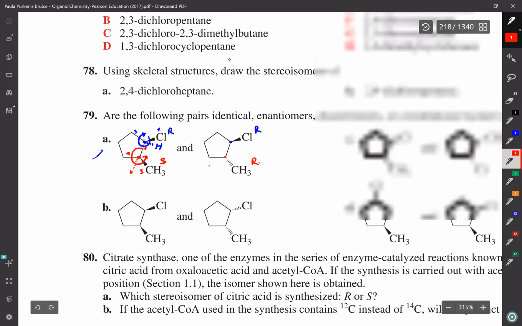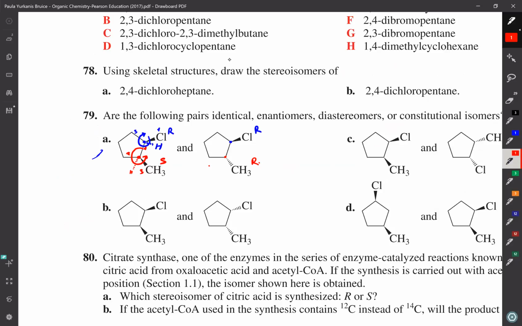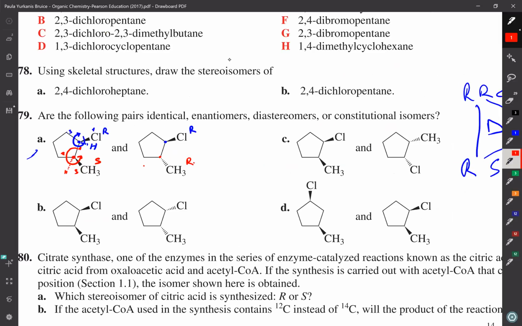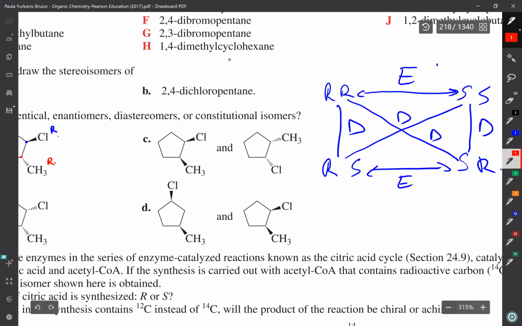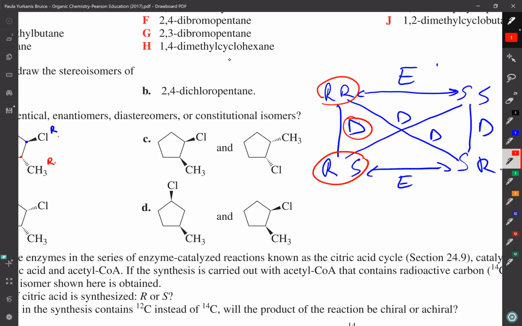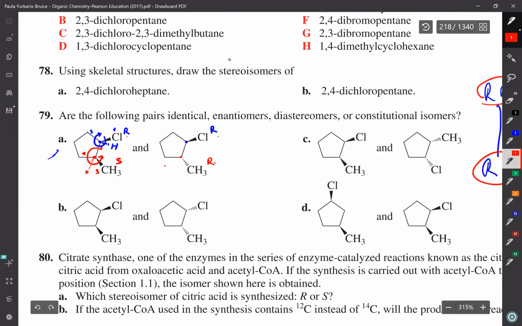Now let's compare and find out the relationship. Are these identical? Are they enantiomers? Are they diastereomers, or are they constitutional? Now, when I look at this, I have an RS and an RR. According to this chart, when you have an RR and an RS, what relationship is that? Those are diastereomers. Does that make sense? So these in A are diastereomers.